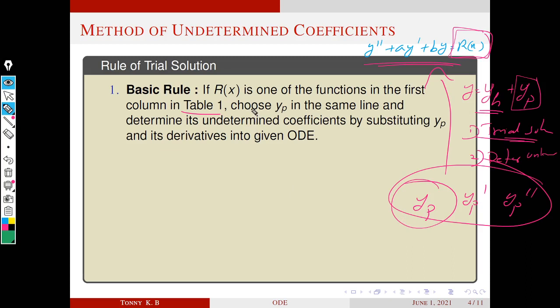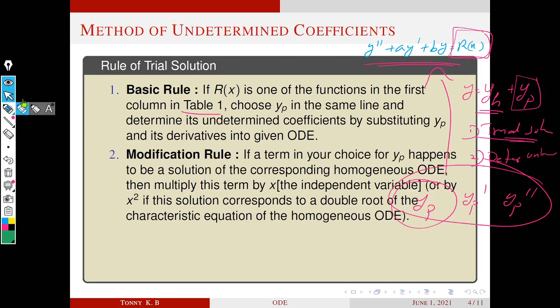Next I am going to explain how to choose the trial solution. It contains mainly three rules. The first rule is the main rule. If R(x) is one of the functions in the first column of table 1, meaning any one of the six forms, choose yp, our trial solution, in the same line, and determine its undetermined coefficients by substituting yp and its derivatives into the given ODE. We first assume a trial solution, then find its derivatives, substitute in the given ODE, then solve for the undetermined coefficients or unknown numbers. That's the idea.